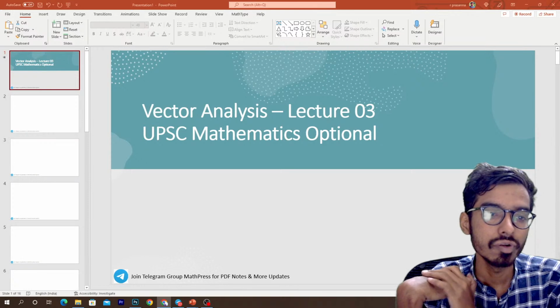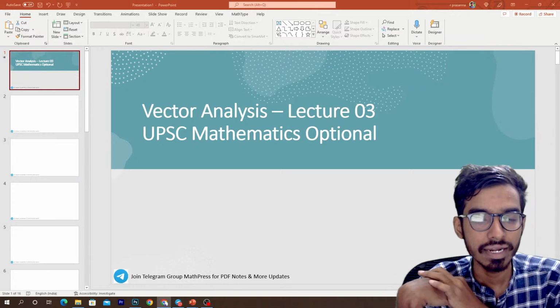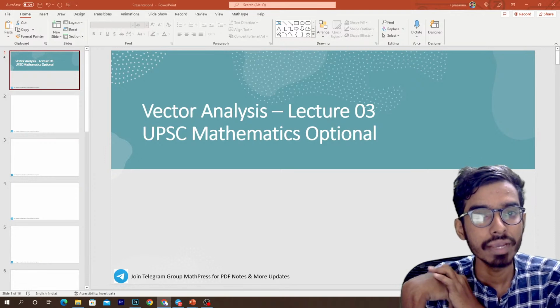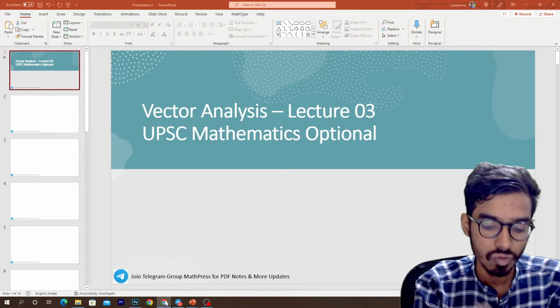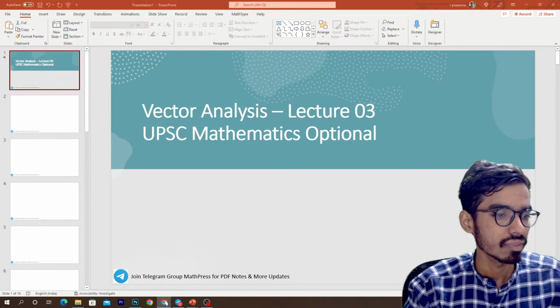We will do some more problems based on that. After that, we'll move on to the next concept, called directional derivative. After that, we'll move on to what is meant by divergence and curl.